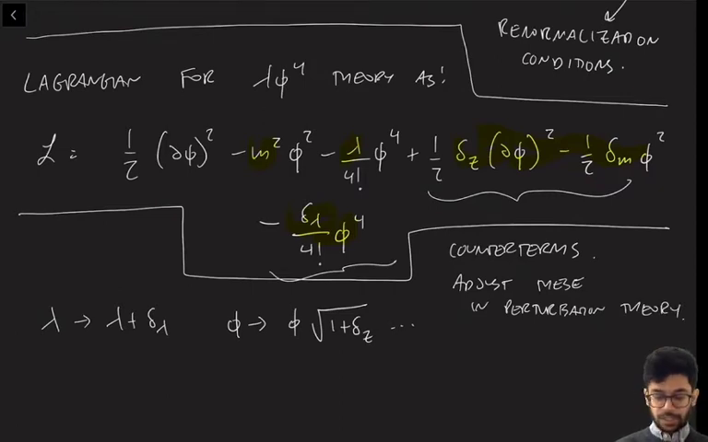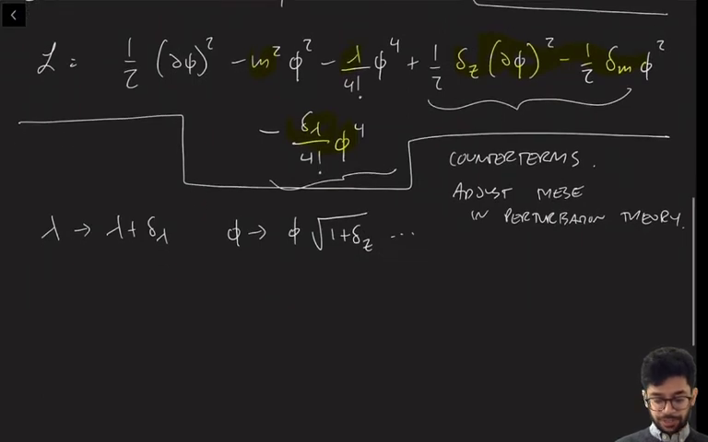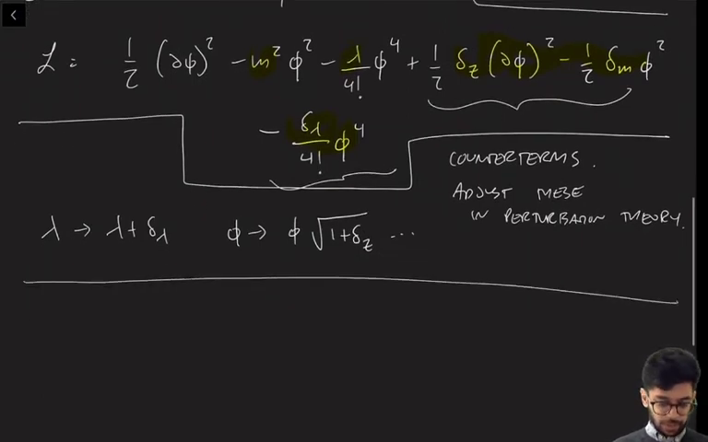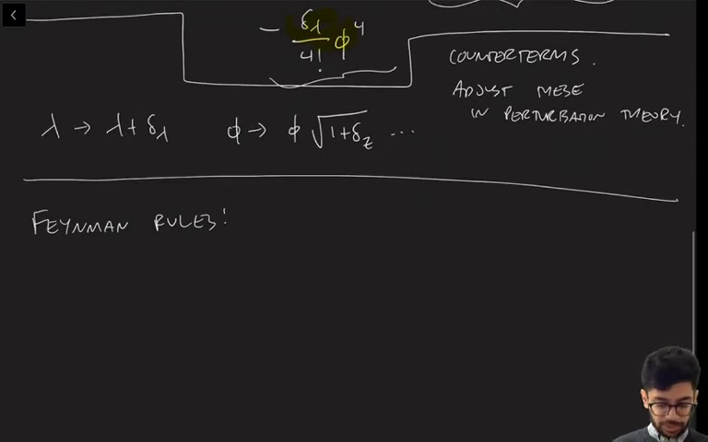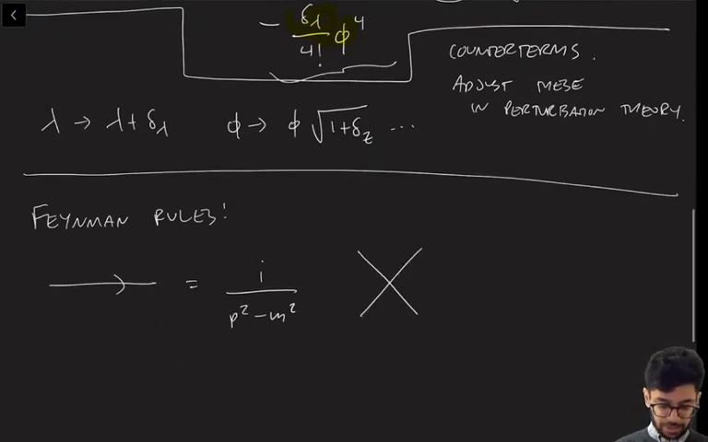Okay, so let me now write down the Feynman rules for this theory. So the Feynman rules are, first there's the parts that we know and love already: the i over p squared minus m squared for the propagator, and the minus i lambda for the interaction. And then there are some new parts, okay?